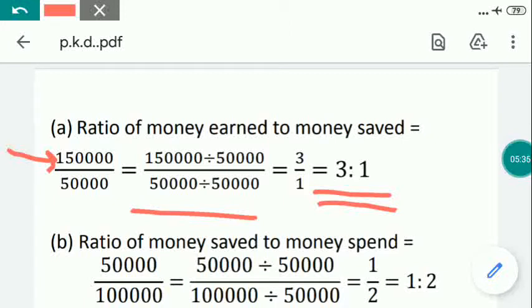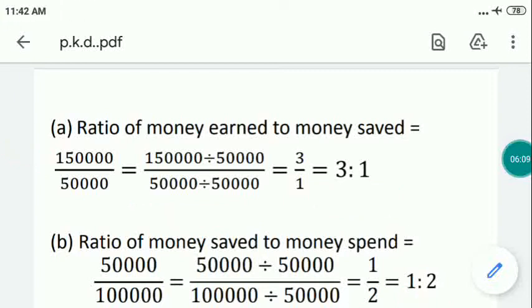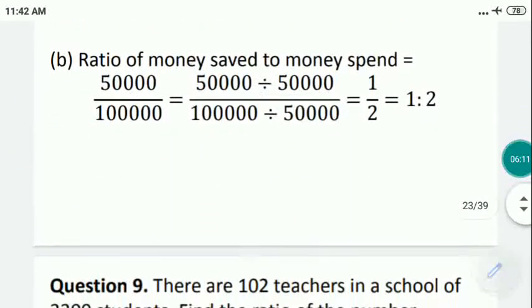Now next, ratio of money saved to the money spent. She saved money 50,000 and she spent 1,00,000. She spent 1 lakh. Now 50,000 upon 1 lakh. We have to find its lowest form. So divide numerator and denominator by 50,000. You get 1/2. In terms of ratio, the ratio of money saved to the money spent is 1:2. So this is about question number 8.